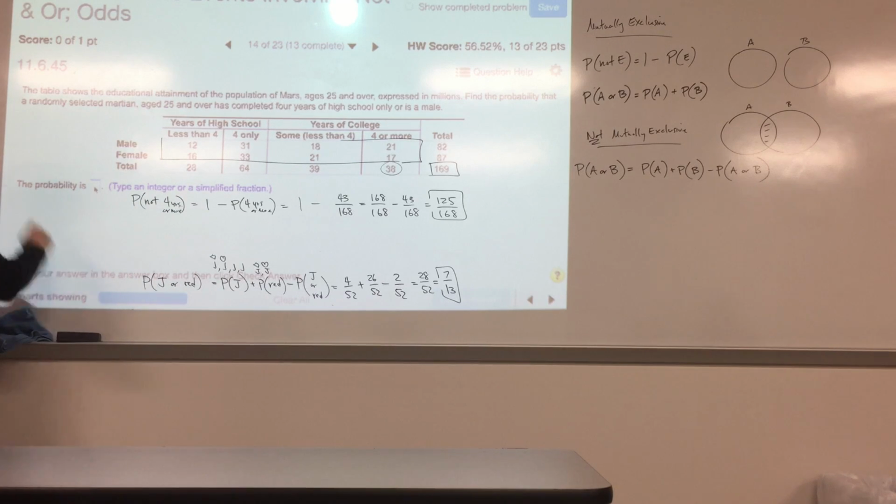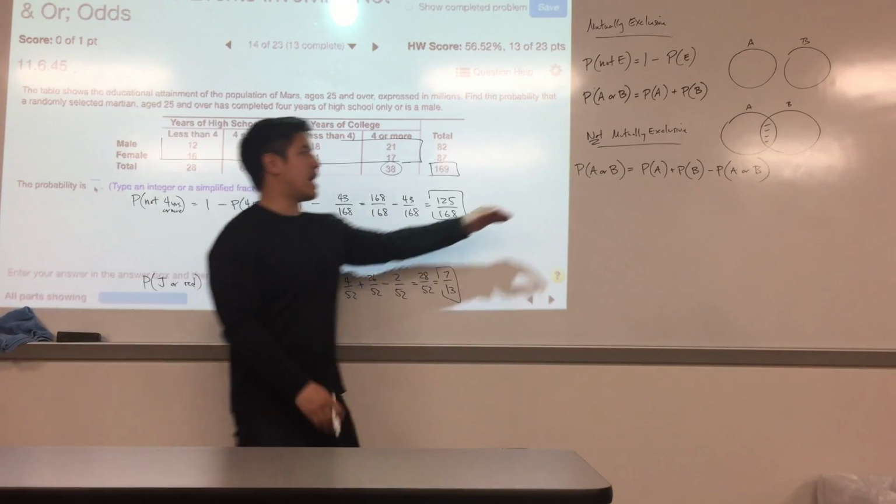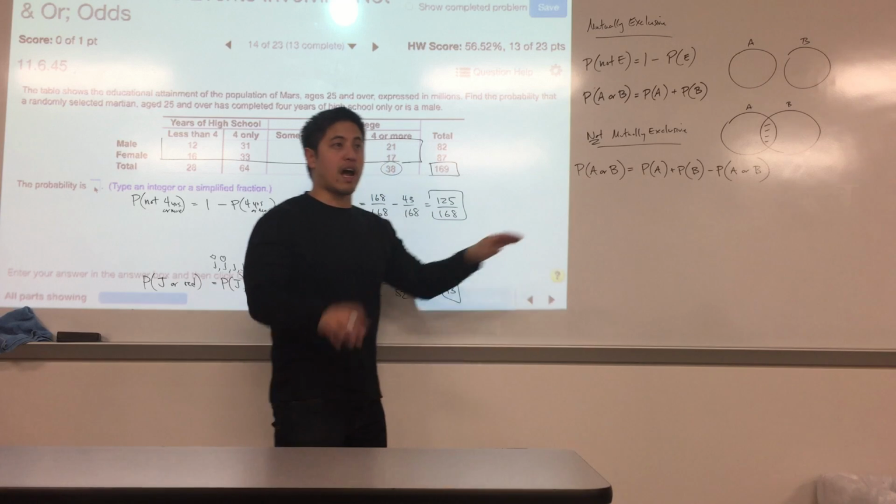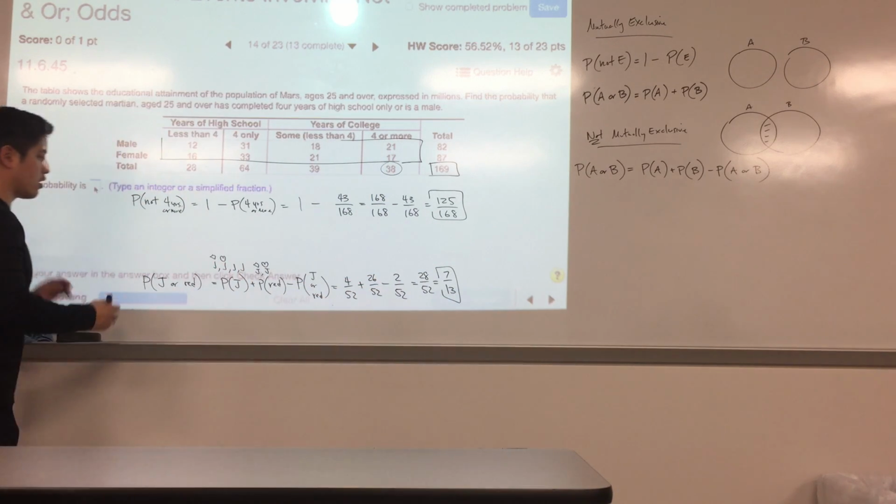All right. So, the table shows the educational attainment, same thing. Find the probability that a randomly selected Martian aged 25 and over has completed 4 years of high school only or is a male. Okay, let's take a look here. So this could potentially be not mutually exclusive if we have overlap, but we need to pay attention here.